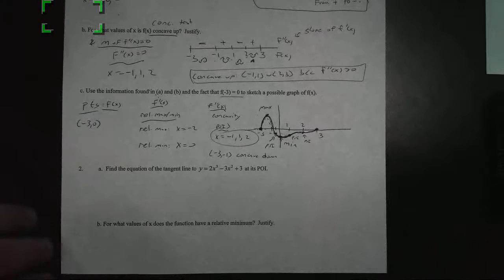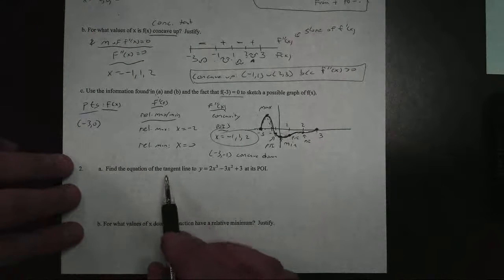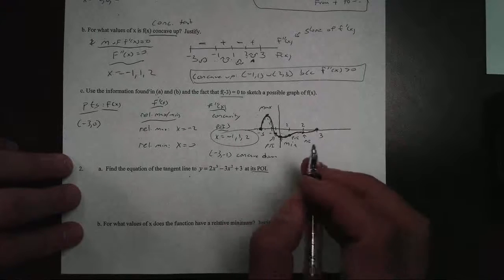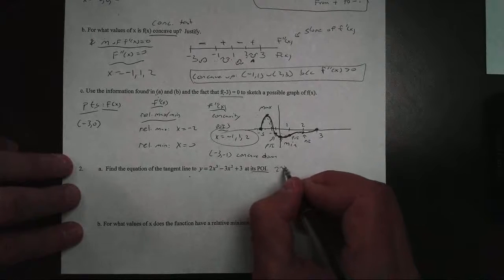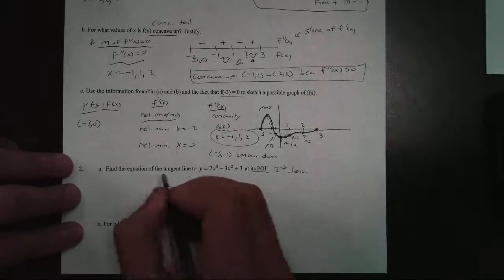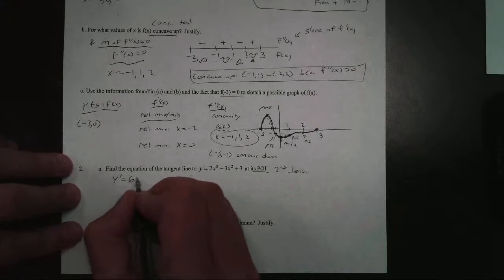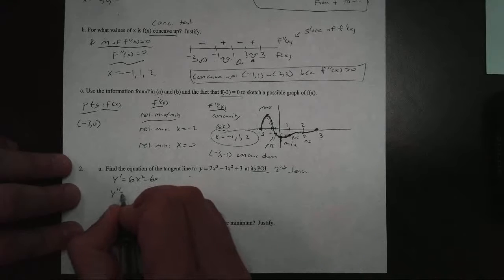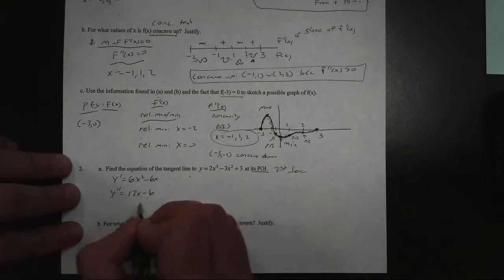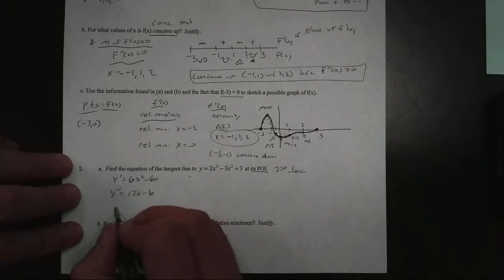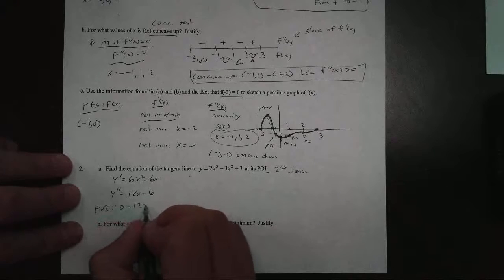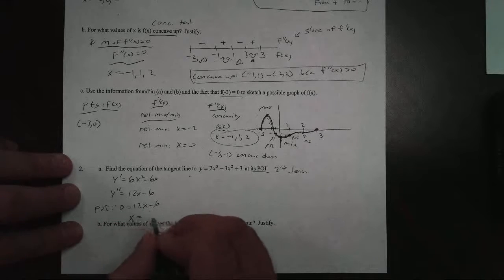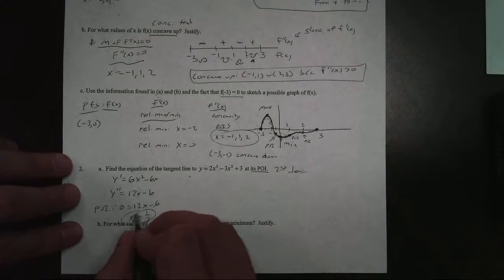There we go. So for question number 2, it says find the equation at the POI. So that of course means we need the second derivative. So we go and do that. The first derivative, easy breezy, 6x squared minus 6x. To get the second derivative, 12x minus 6. Set that equal to 0 because it is a POI. I get 12x minus 6, so x equals 1/2.